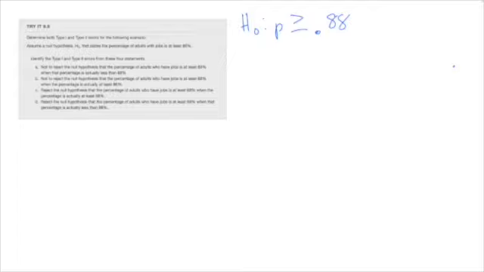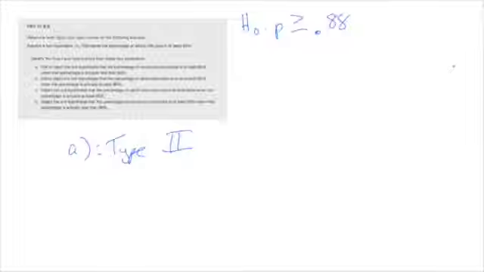So then A, we do not reject the null, saying we think it's true, when the percentage is actually less. So we're saying we think this is true, but really P is less than 0.88. That is a type 2 error. When we do not reject the null, but really we should have, that's a type 2 error.